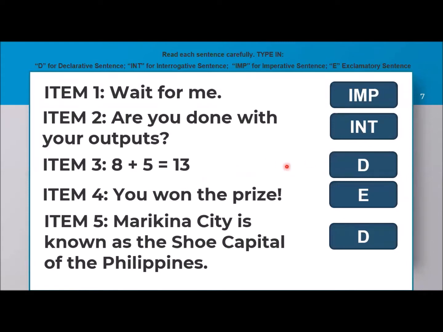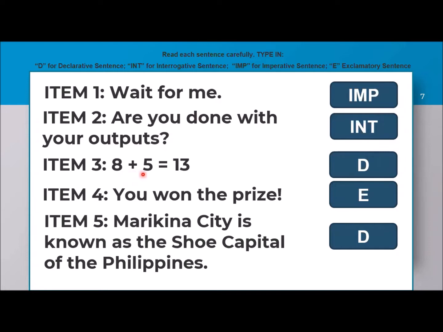Now, these are different types of sentences, just so we know how they differ. Item number 1, wait for me, talks about instruction. It gives a command, so that is an imperative sentence. Are you done with your outputs, item number 2, talks about a question. So that is an interrogative sentence.